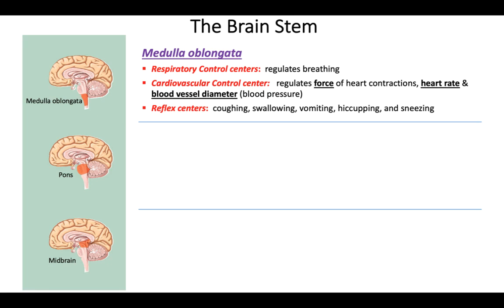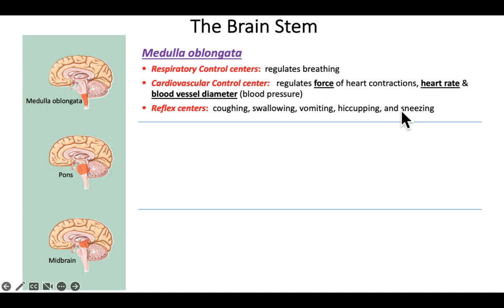It also regulates the blood vessels, so that's the vascular part. It can control the diameter of the blood vessels. This is one way we can regulate blood pressure as well as blood flow. And then it also has some reflex centers. So the reflex centers that the medulla is in charge of are coughing, swallowing, vomiting, hiccuping, and sneezing.